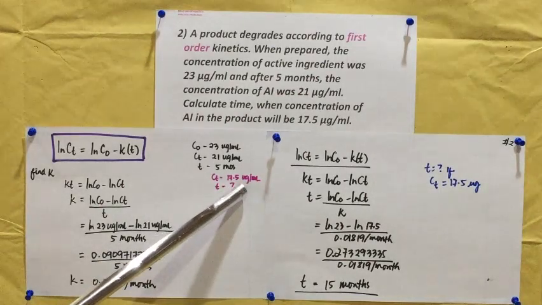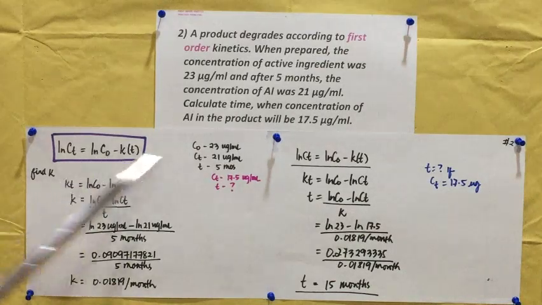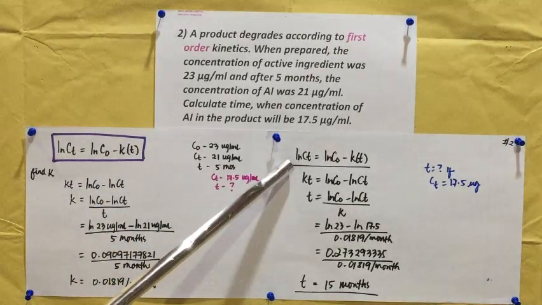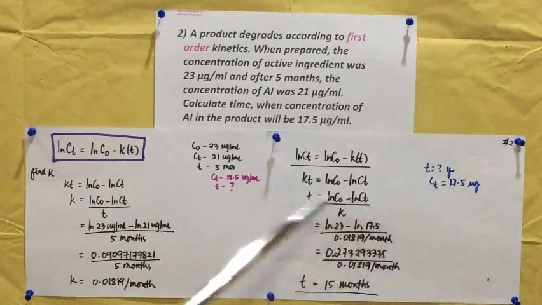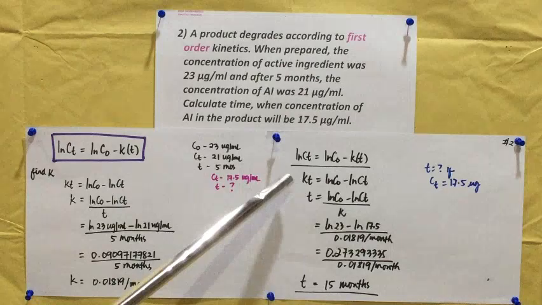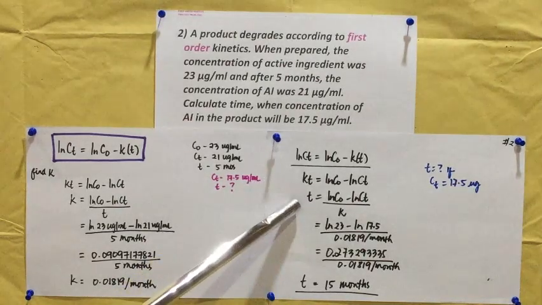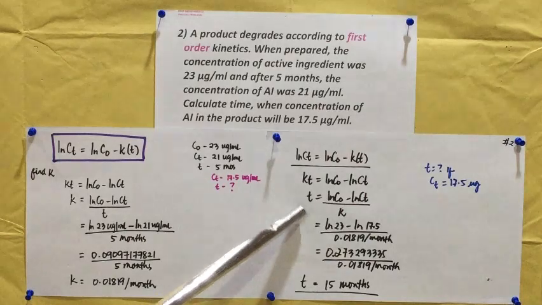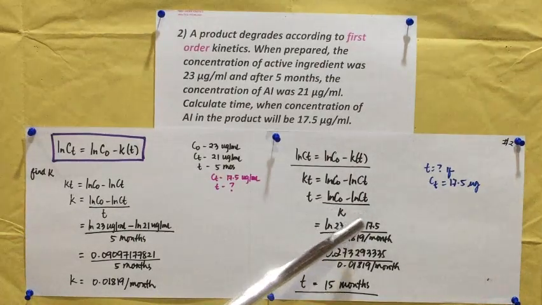Since we already know the K, we can proceed to knowing the time for our CT of 17.5 microgram per ml using the same formula. Now, our CT now is 17.5 and no longer the 21. Okay, so from this formula, we will derive the formula for time. So, time here is equivalent to ln C0 minus ln CT divided by K.